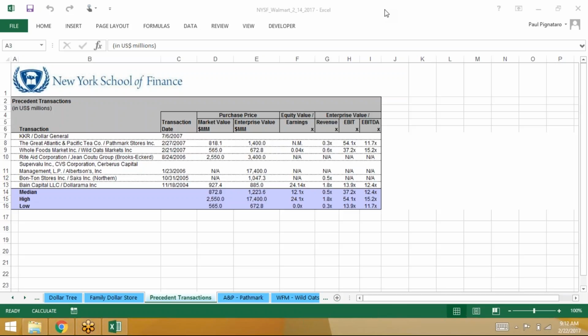So in this example, we've found a bunch of transactions that were as close as we thought we could get. Not super close, but as close as we thought we could get. And I'll tell you quickly how I found them. One, I just kind of Googled around, like acquisition, big box retailer.